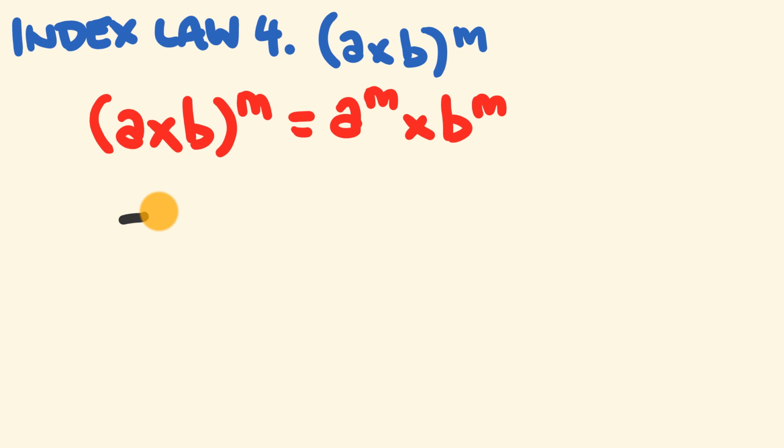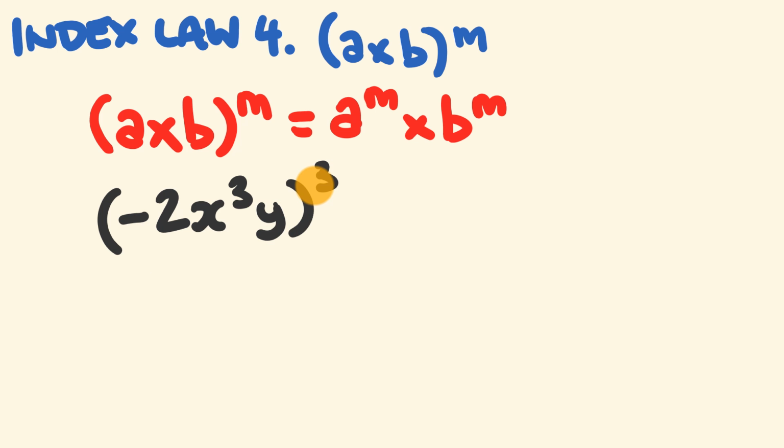We have negative 2x cubed multiplied by y, and all of that is going to be raised to the power of 3. We'll see what that is equal to using this index law right here. So we're going to go through each component here and raise it to the power of 3. So first off, we have the coefficient here, negative 2.